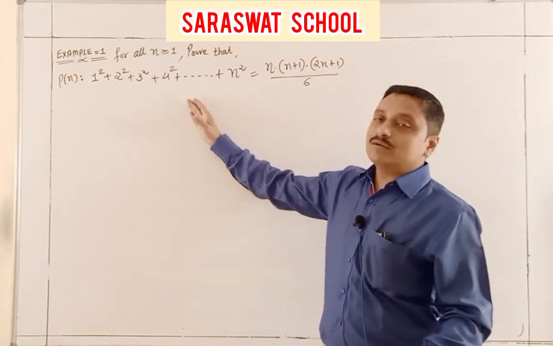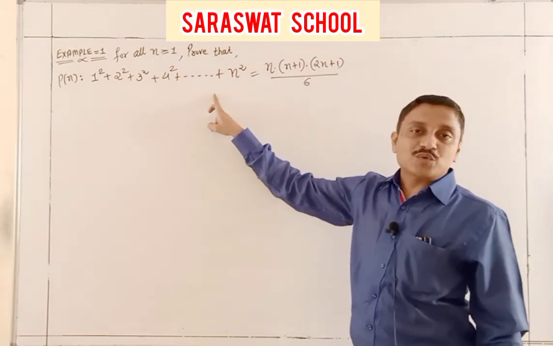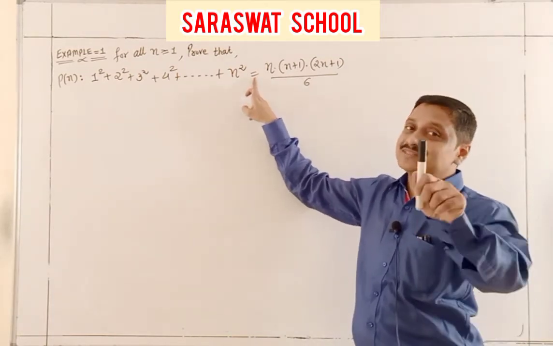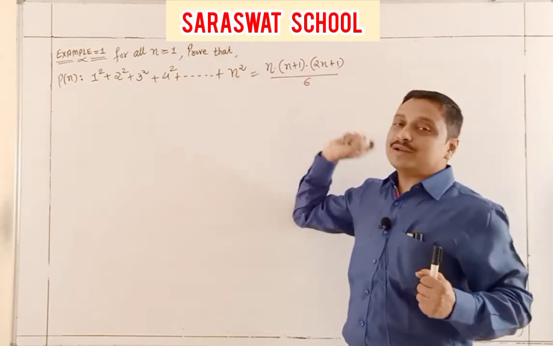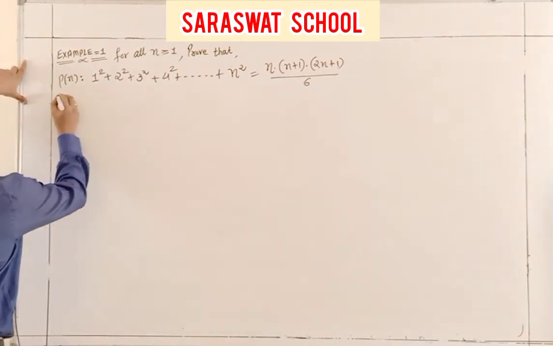Now example 1. Prove that for n greater than or equal to 1, 1 square plus 2 square plus 3 square plus 4 square up to n square is equal to n(n plus 1)(2n plus 1) by 6. Means you prove LHS is equal to RHS. So very easy numerical.